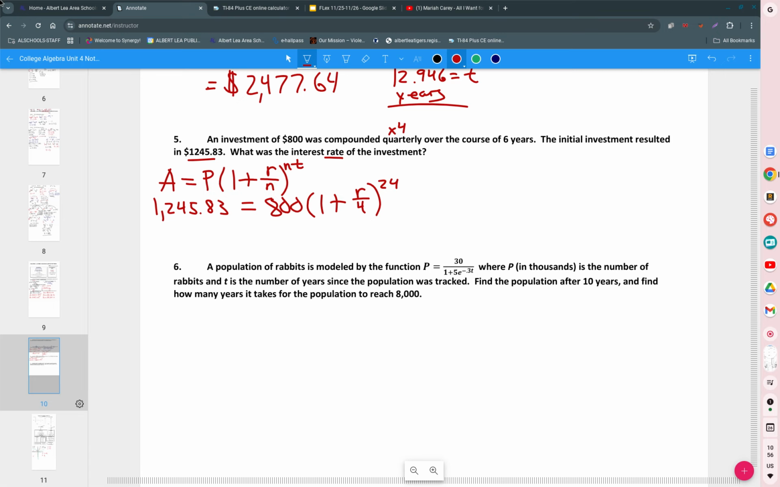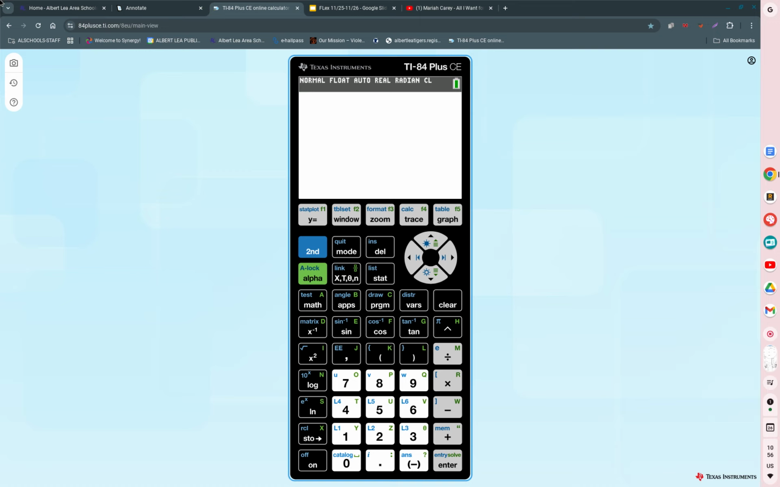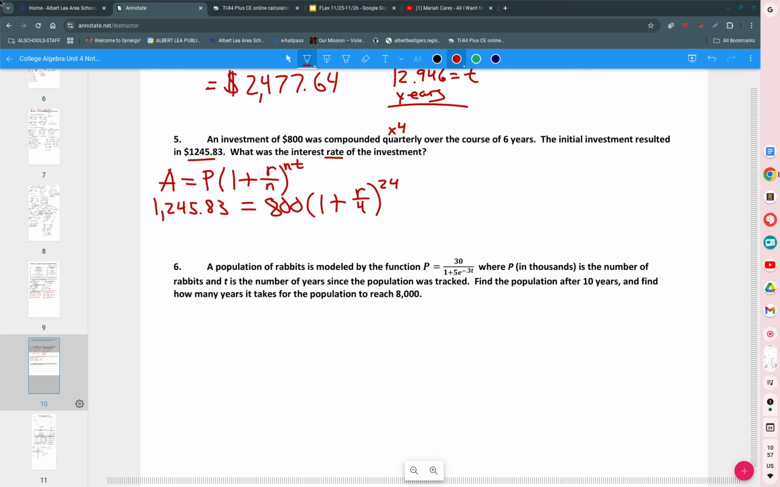There's our equation. Haven't solved one like this before. We have not. What do we want to do to both sides? Divide by 800. Divide by 800 is correct. How did you know that? I'm learning. 1,245.83, and I'm going to divide by 800. 1.557 is equal to the quantity 1 plus r over 4 raised to the 24th power.